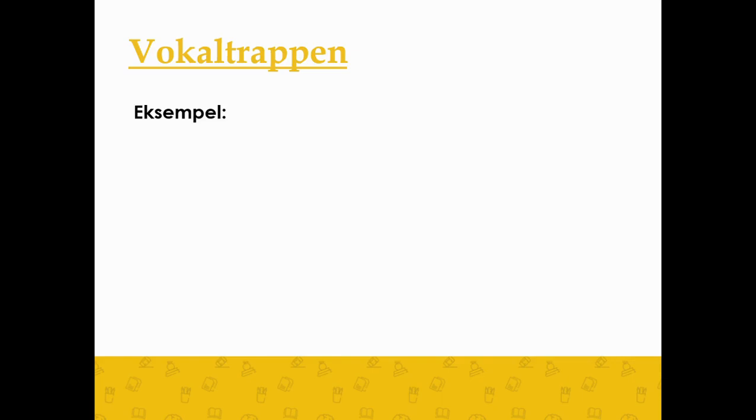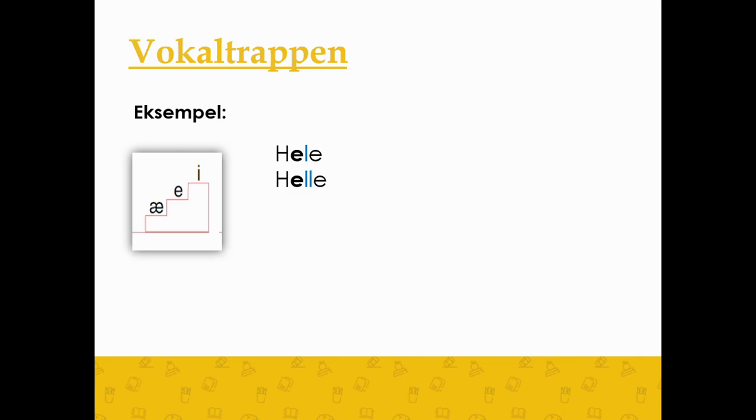Let's take an example. If we have this word "hele", we see we have the E with one consonant. So "hele". If we get two consonants, here we have two L's, so this takes a step down the staircase and becomes E. So "helle", "hele", "helle". Lie, and one step down the staircase, ligge, lie og ligge.